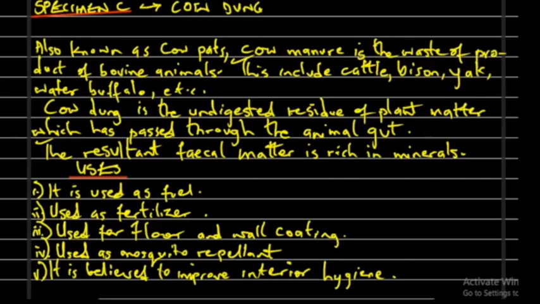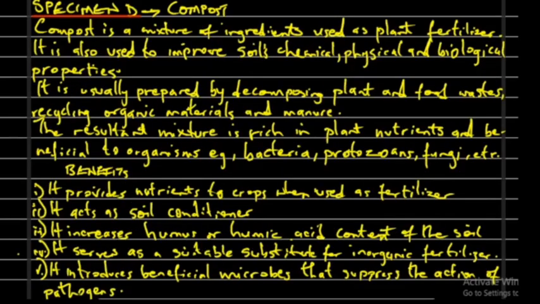So we move over to the next specimen, which is specimen D, that is compost. Compost is a mixture of ingredients used as plant fertilizer. It is also used to improve soil chemical, physical and biological properties. This particular component is usually prepared by decomposing plant and food wastes that have been recycled organically to manure. They are recycled materials that can help you make what we refer to as manure.